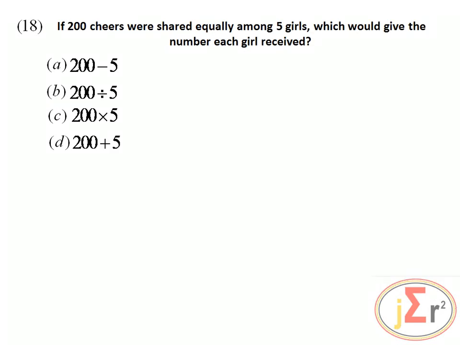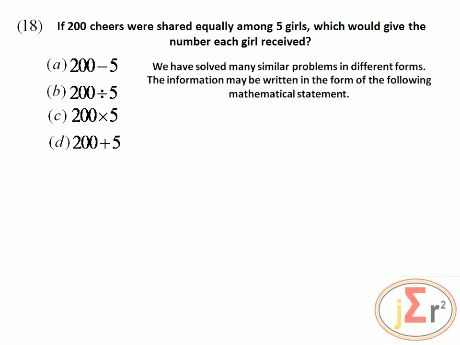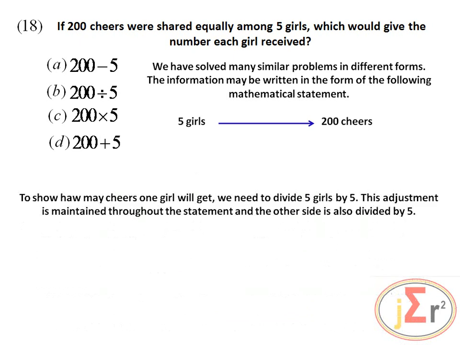If 20 chairs are shared equally among 5 girls, which would give the number each girl received? We have solved many similar problems in different forms. The information may be written in the form of the following mathematical statement. 5 girls, 20 chairs. To show how many chairs one girl will get, we need to divide 5 girls by 5, because 5 by 5 will give 1.